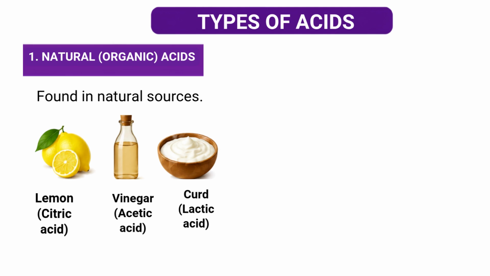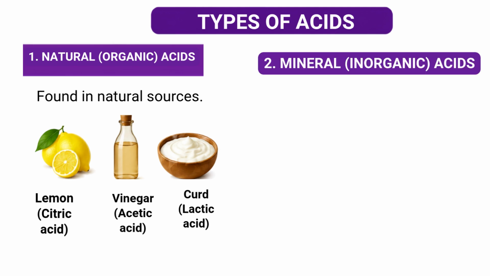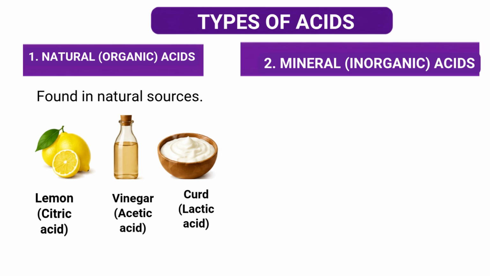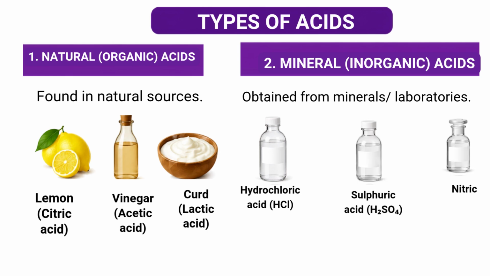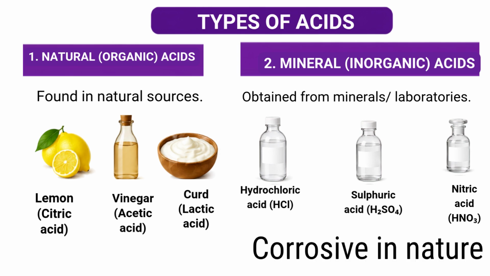Second one is mineral acids, which are also called inorganic acids. These acids are obtained from minerals present in the earth's crust or made in laboratories. Some examples of mineral acids are hydrochloric acid, sulfuric acid and nitric acid. Mineral acids are highly corrosive in nature. Corrosive means harmful.